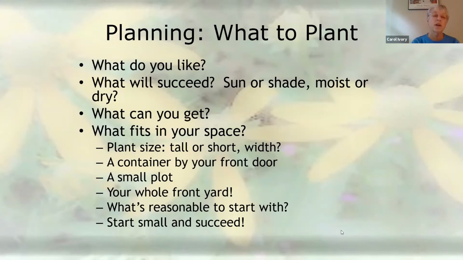And then, what's available to you to get. And then this is really important, your space. How big is that grown plant going to be? We've got a lot of native plants that grow to be 5, 6, 7 feet tall. They aren't really front yard plants. They're great plants in a meadow, in a field. Most of us don't have meadows and fields. You might just have a container by your front door, and hostas grow great in containers.